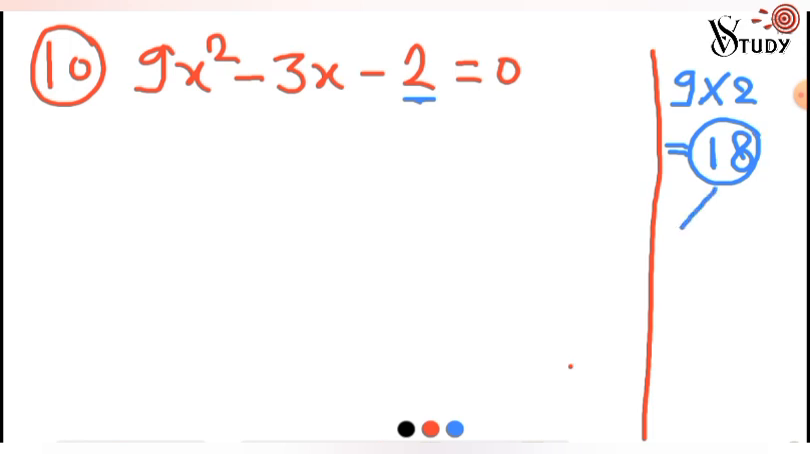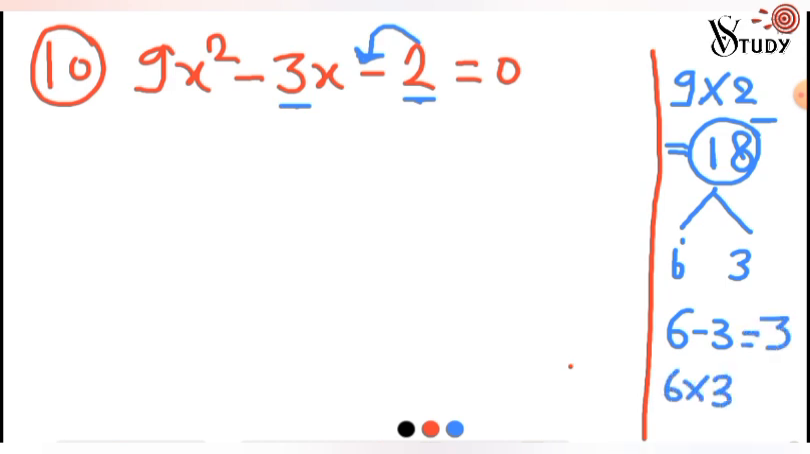Now we have to find 2 factors of 18 whose subtraction we have to find from the sign of the constant term. The sign of the constant term here is negative, so we are going to subtract both the factors of 18, and their subtraction should be equal to 3. So that would be 6 and 3, because if I subtract 3 from 6, I have 3, and if I multiply 6 and 3, I have 18.